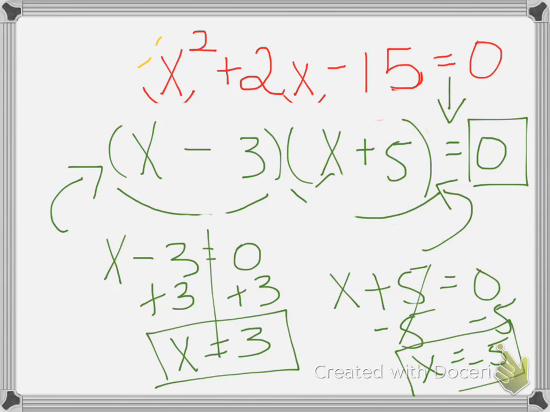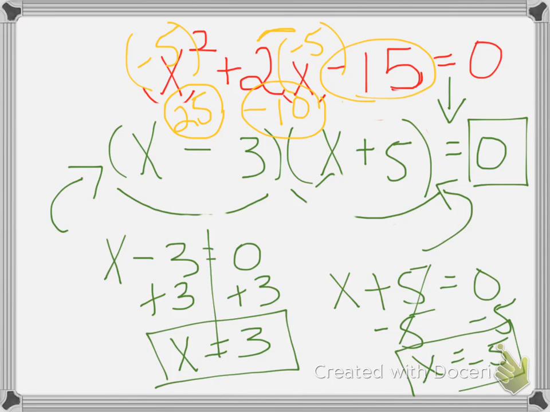If x was equal to a negative 5, here and here, then play that out in your heads. What's negative 5 squared? Negative 5 squared is 25. I'm going to circle it because there's a lot of stuff going on here. Negative 5 times negative 5 is positive 25. And then what is 2 times a negative 5? That's a negative 10. And a negative 15 is still here, right?